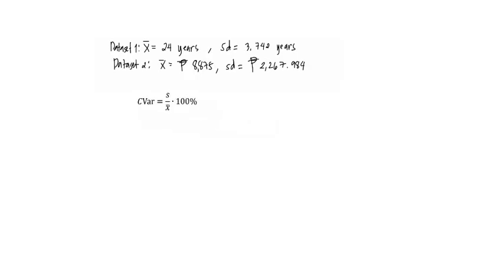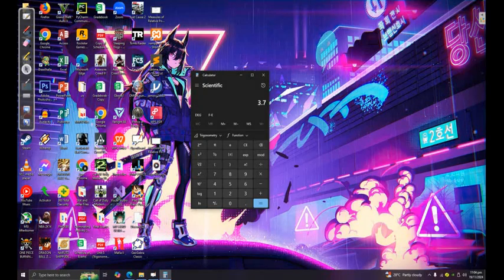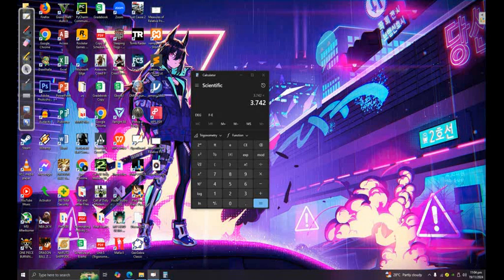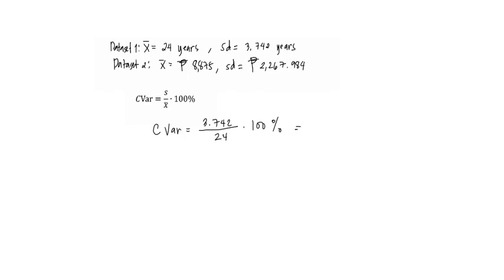substitute. Now, for our CVAR of the data set 1, that would be CVAR is equal to S, which is going to be 3.742 divided by 24, and then you times it with 100%. So 3.742 divided by 24 is going to be 0.155. Basically, it's non-terminating. You just multiply it by 100. That's going to be 15.59 or 15.592.